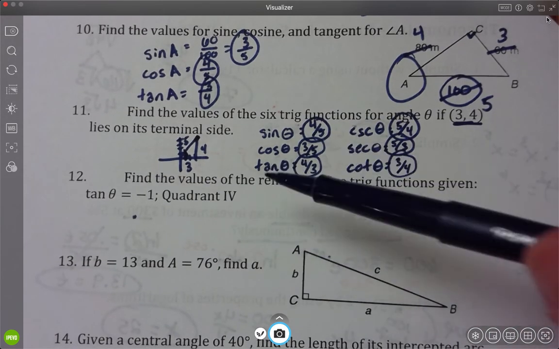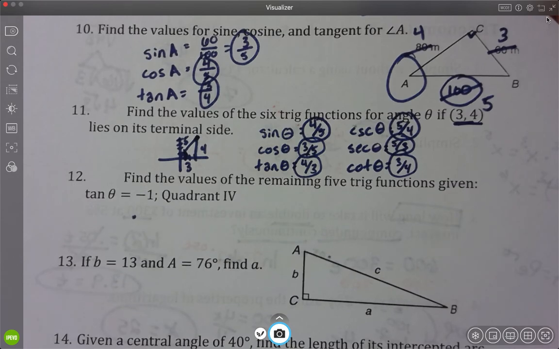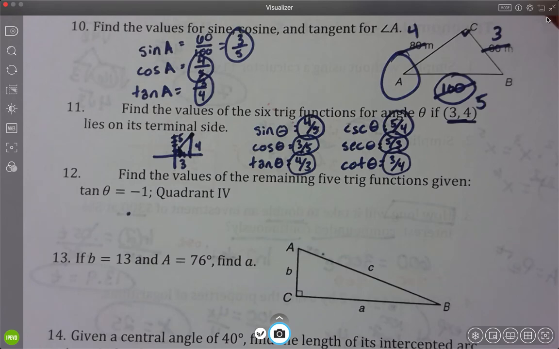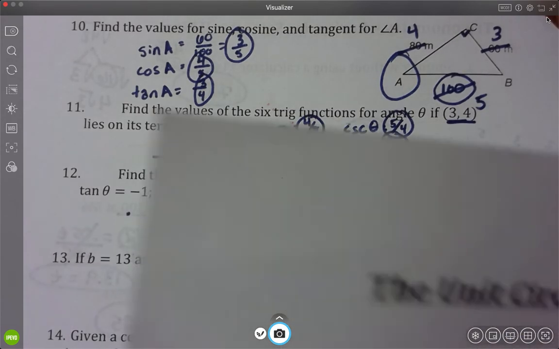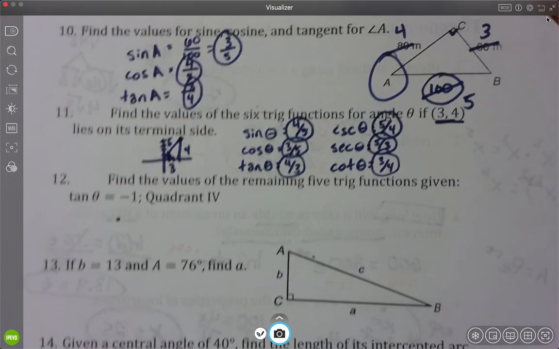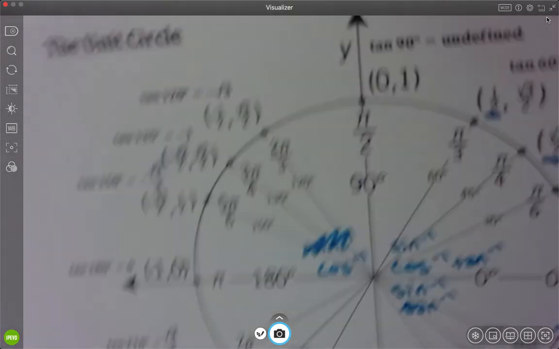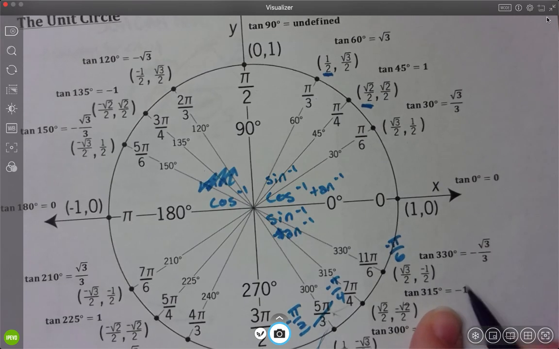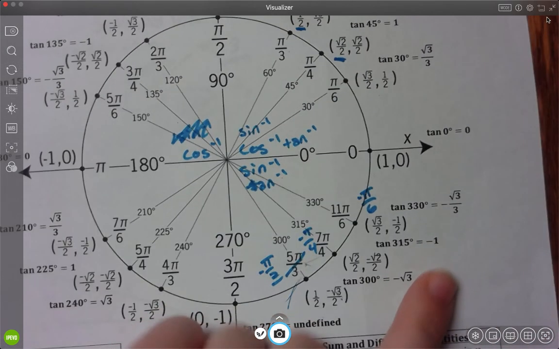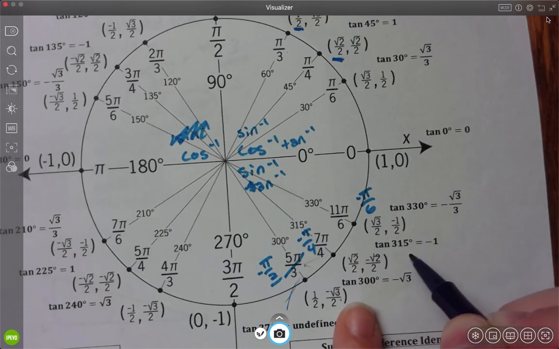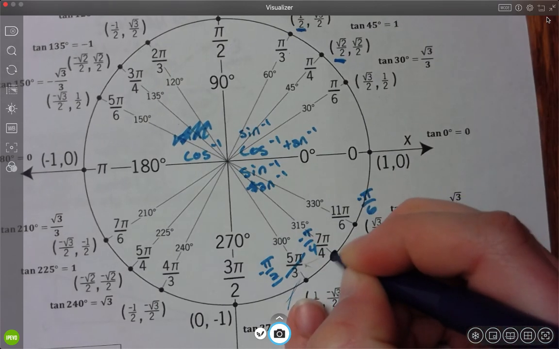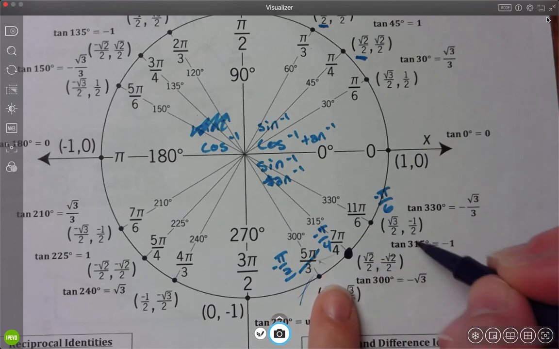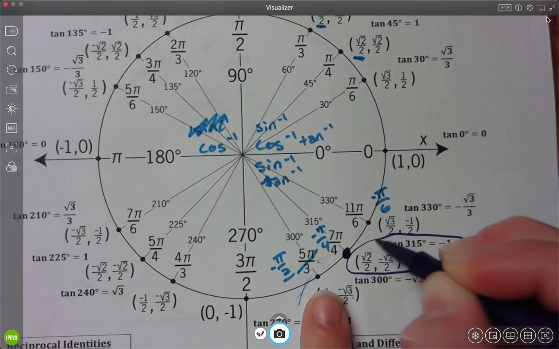Number 12, find the values of the remaining 5 trig functions given that tangent of theta is -1. We're in quadrant 4. All right, here's what I'm going to do. I'm going to use my unit circle. I have him kind of handy, so you might want to grab him. I see that if we're in quadrant 4, and I want tangent to be -1, that's where he is. He is at 315 degrees, which is actually this spot right here. So this is the one that I'm looking at.